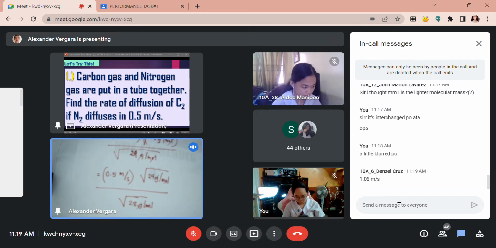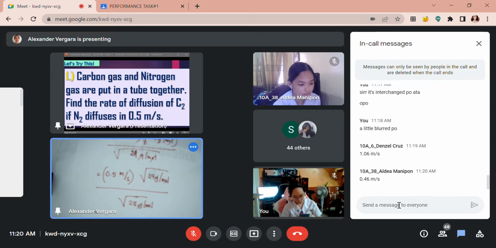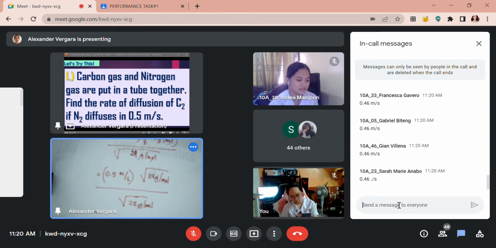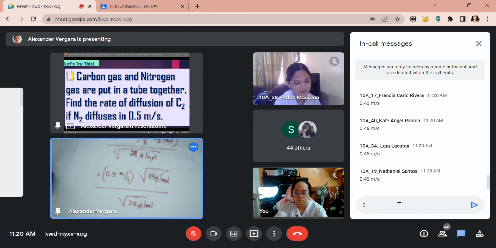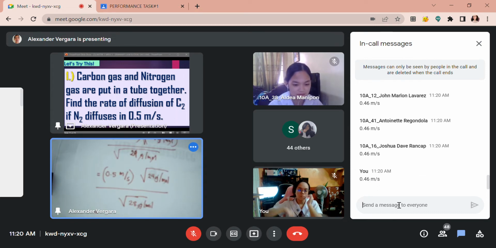1.06 meters per second. So according to Denzel, let's wait for the others. So square root of 24 times 0.5 divided by square root of 28. Okay. Then the correct answer is what? How did you get the 1.06 meter?